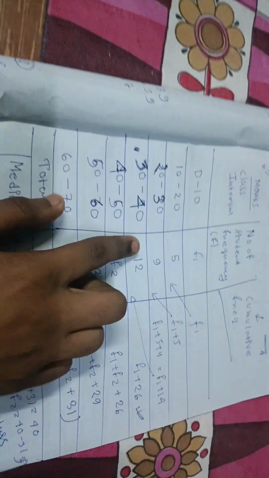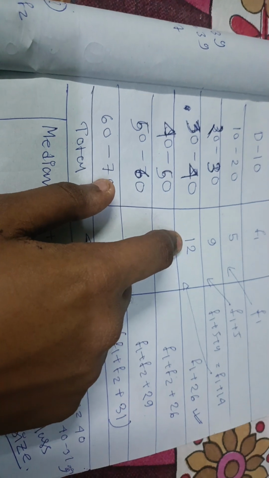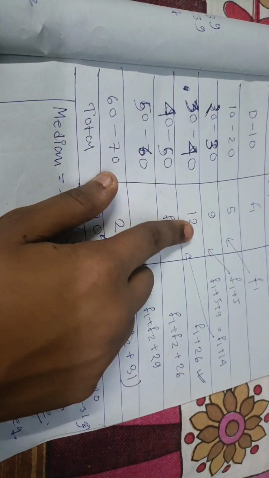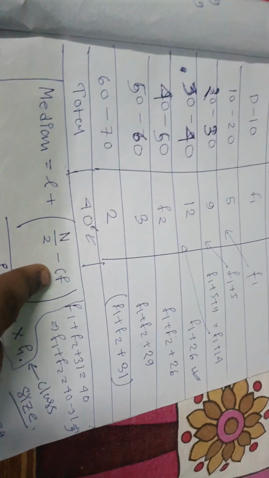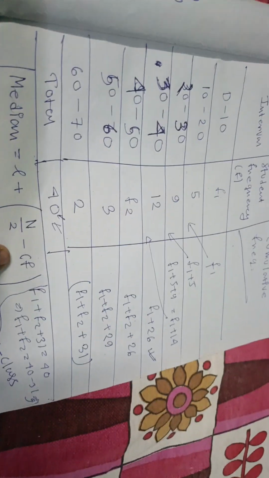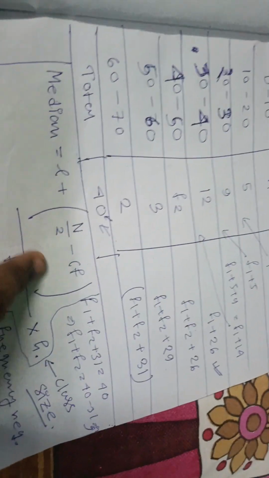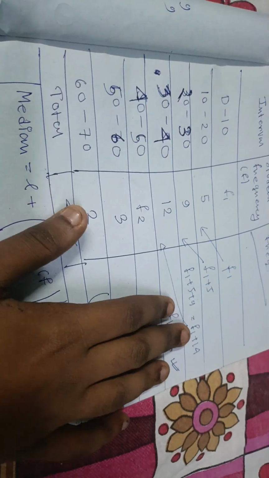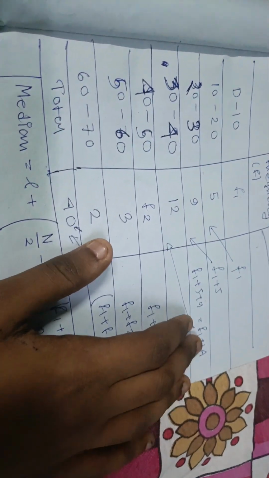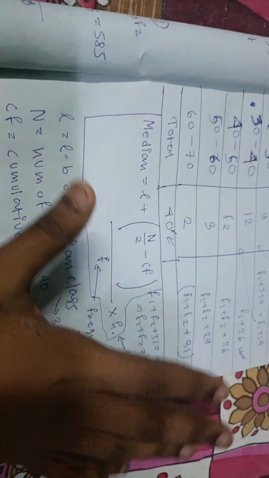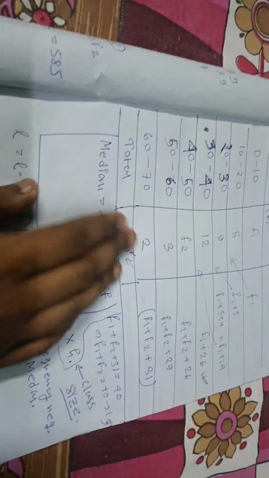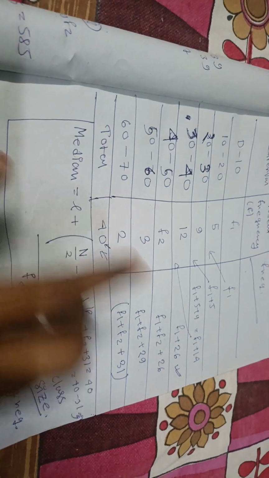So what is the frequency in the median class? That is 12. You have to write the frequency of the median class, that is 12. Only thing you have to remember is that CF is the previous cumulative frequency of the median class, that is f1 plus 14. Okay, so you got it. Then we have to put these values in the formula. The mean value is also given, then solve it.